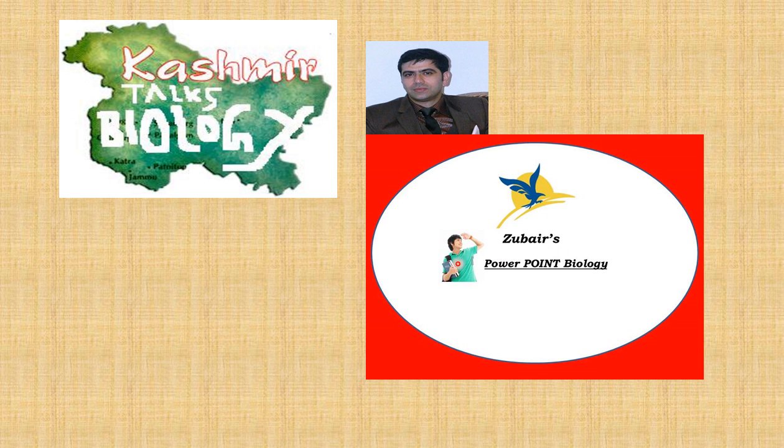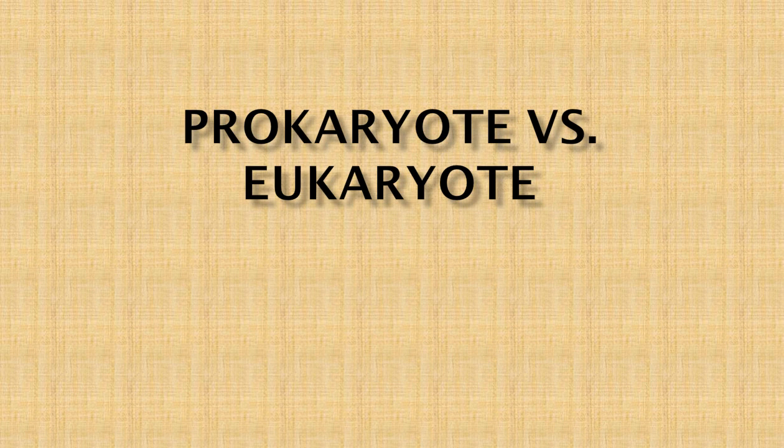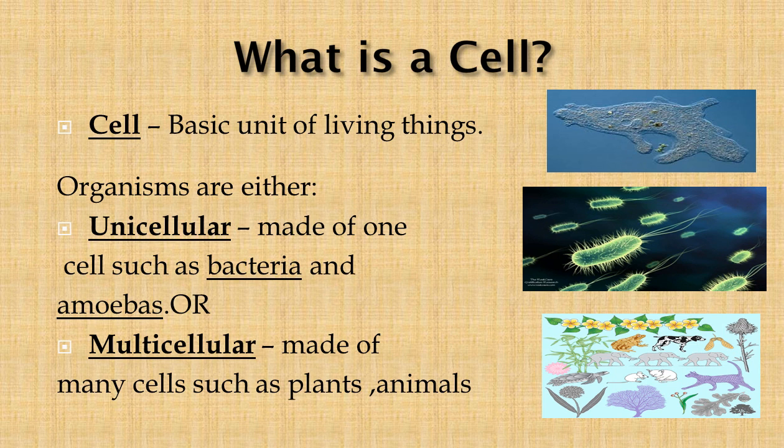This is Zubair's PowerPoint Biology, and today the topic of our talk is the difference between prokaryotes and eukaryotes. So, let us begin. What is a cell? A cell is the smallest unit that exhibits all of the qualities associated with the living state.